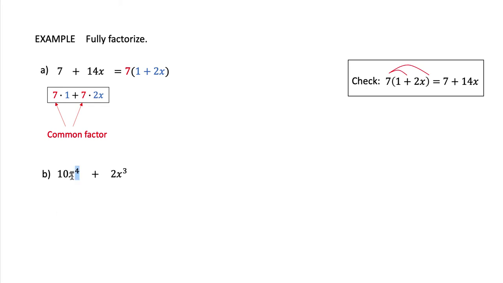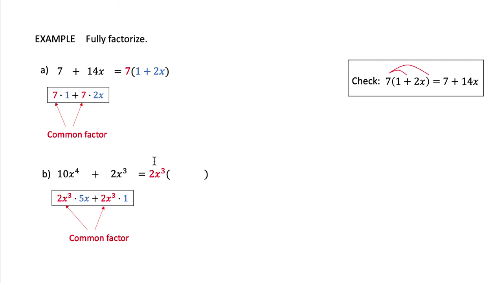Then have a look at the variables, and the common factor will have the lower power of the variable. Now in here we have x to the power of 4, and in here we have x to the power of 3, so the common factor will have x to the power of 3. So the whole common factor is 2x cubed.